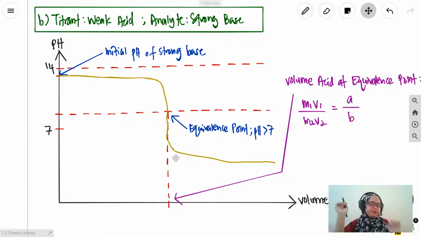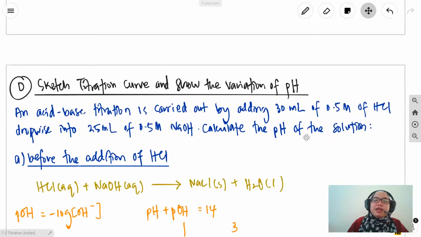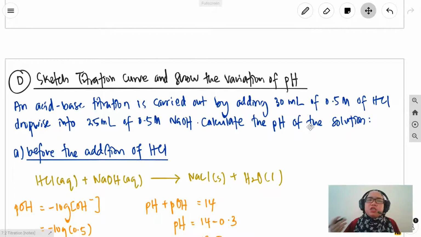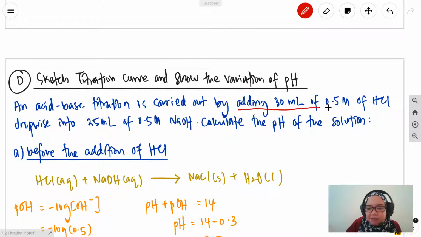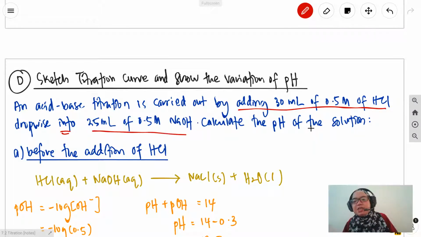Now we are going to look at the calculation. Usually the question will ask you to sketch the titration curve and explain or show the variation of pH. Let's look at this question. It says an acid-base titration is carried out by adding 30 ml of 0.5 HCl dropwise into 25 ml of 0.5 sodium hydroxide. Calculate the pH of the solution.